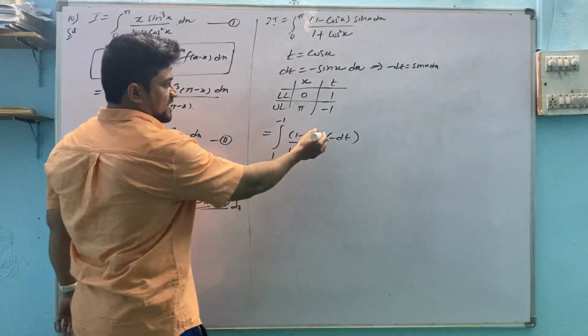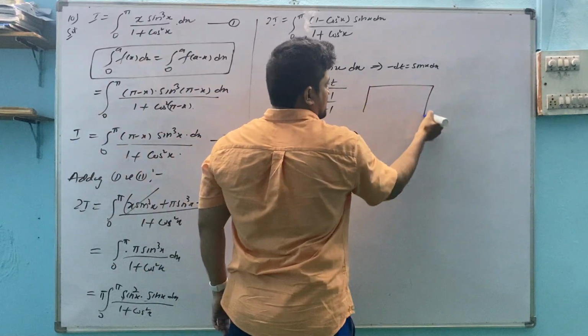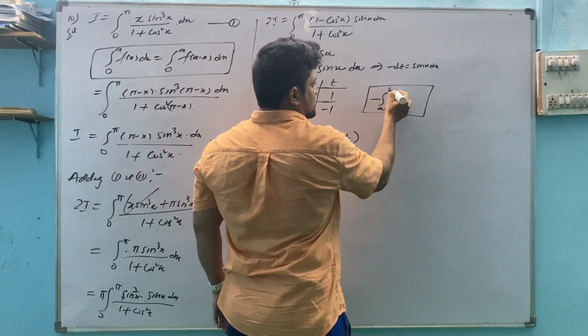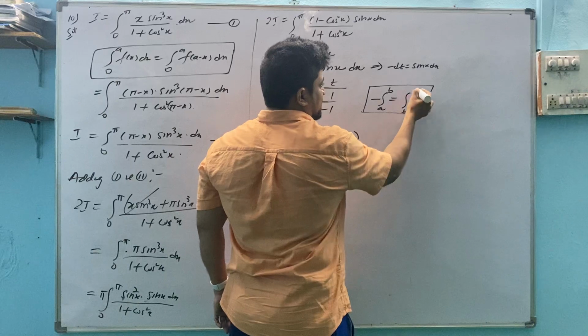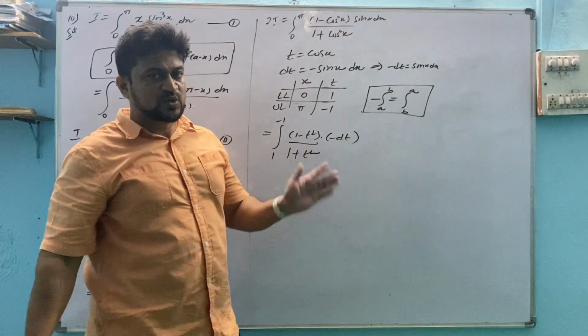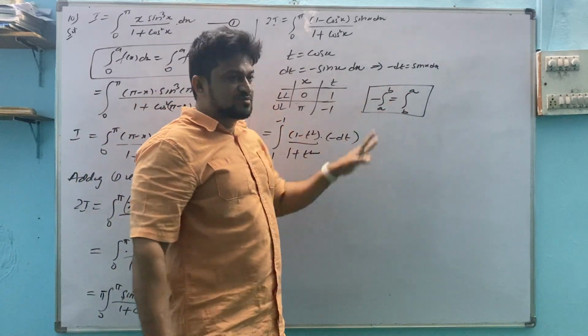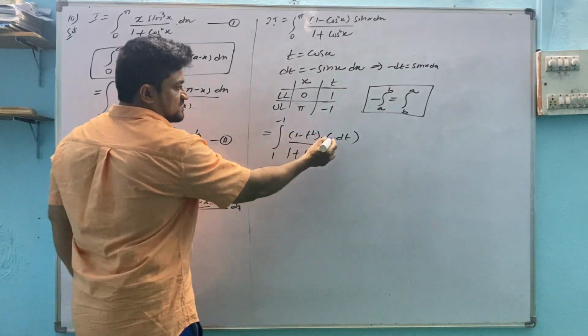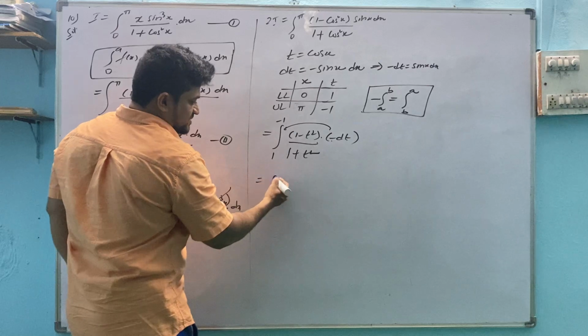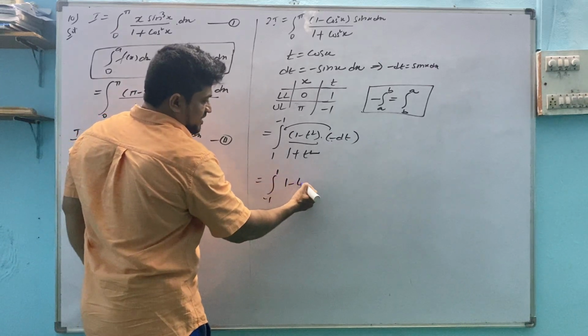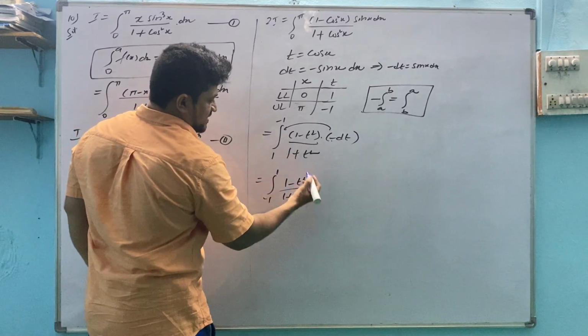Now this minus sign, one more property of integral: minus of integral a to b becomes b to a. If we are applying minus to any integral, the limits will change. So lower becomes upper, upper becomes lower. Here also the same thing. If I apply this minus sign to the integral, this becomes minus 1 to 1, (1 minus t square) by (1 plus t square).